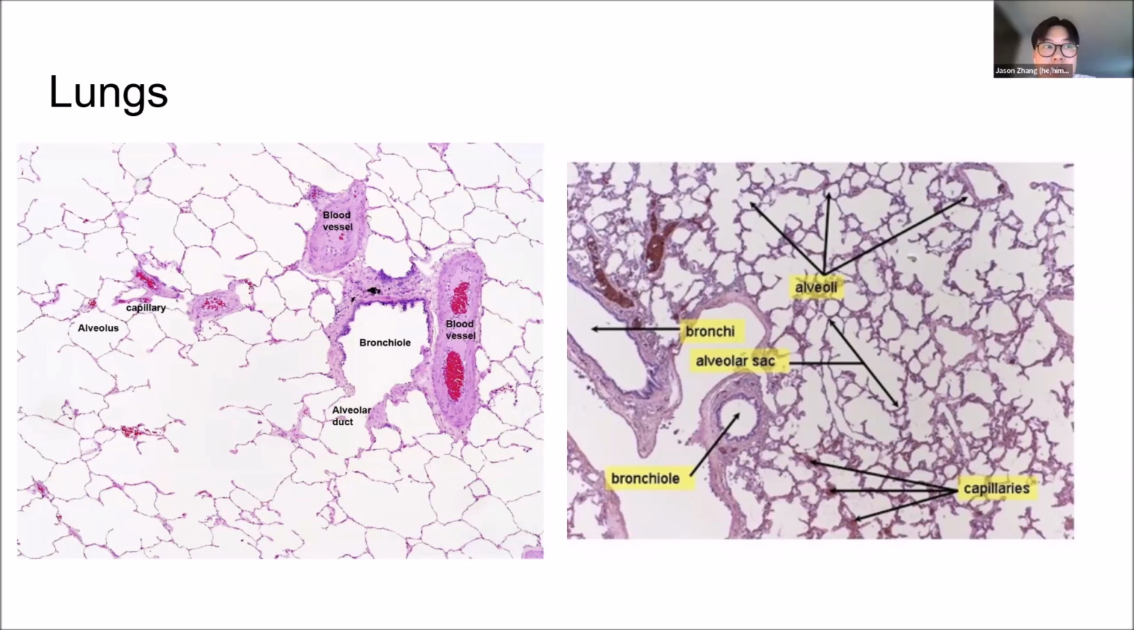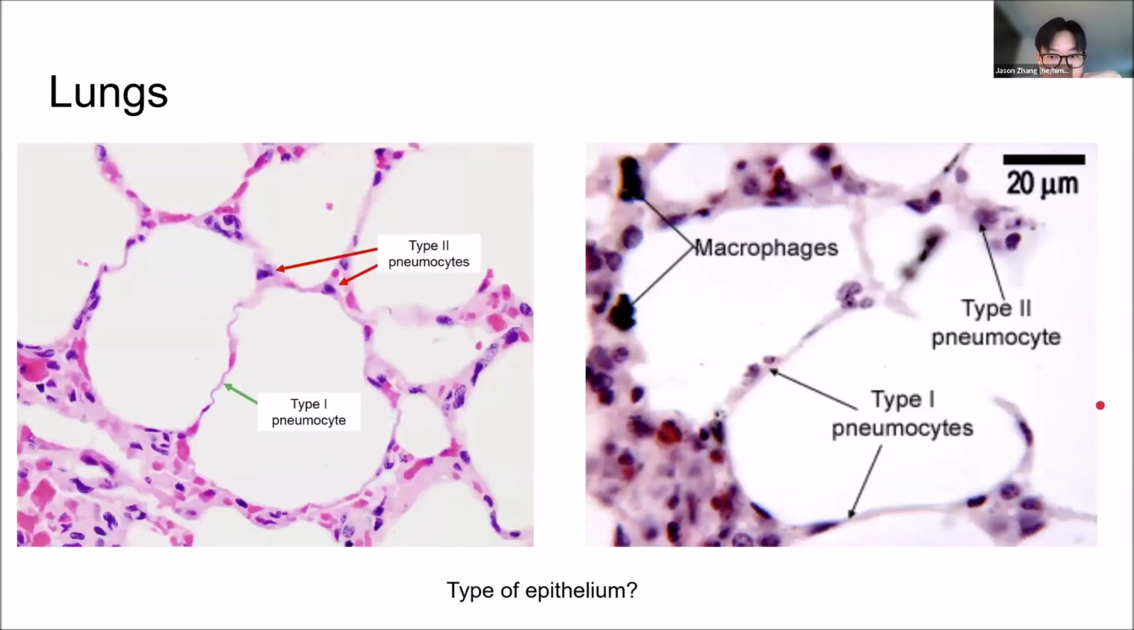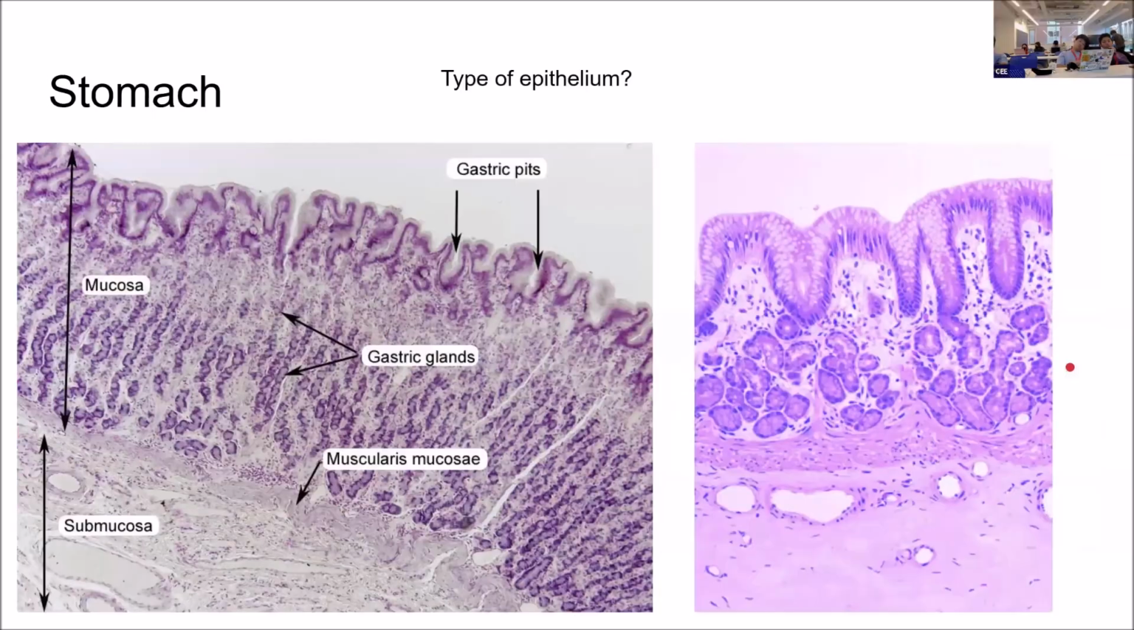Okay, so it's simple cuboidal. And how about the alveoli? Yeah, simple squamous. So again, function-wise, the alveoli are for gas exchange, so it makes sense that they're simple squamous. And I think type 1 and type 2 pneumocytes, this is important to know. So what do type 2 pneumocytes secrete? Surfactant. Okay, great. You guys are ahead of this.